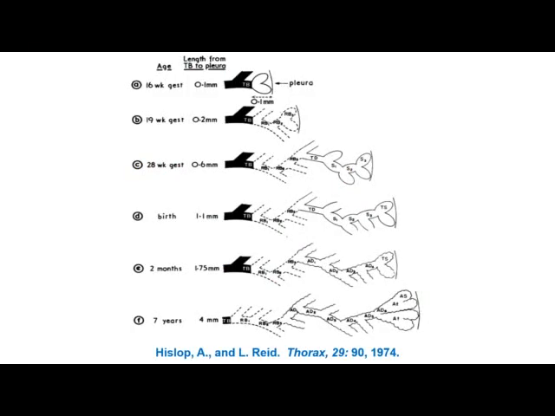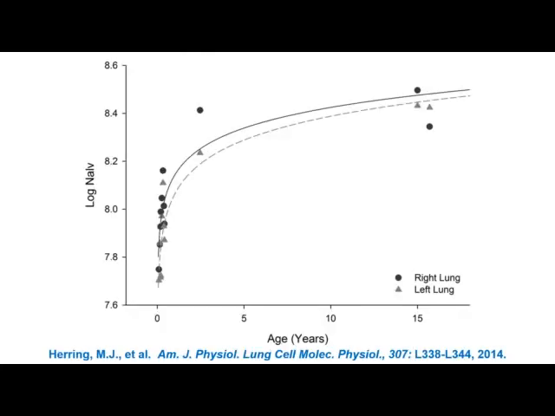This is work of Lynn Reed, who is famous for this. She showed that a 16-week gestation preterm infant really doesn't have much in the way of structures. By 19 weeks, you're starting to get respiratory bronchioles. By 28 weeks, you have alveolar saccules, and terminal saccules at birth, or alveoli here. At 2 months, a little bit more. At 7 years, a little bit more. So development basically occurs in that sort of fashion.